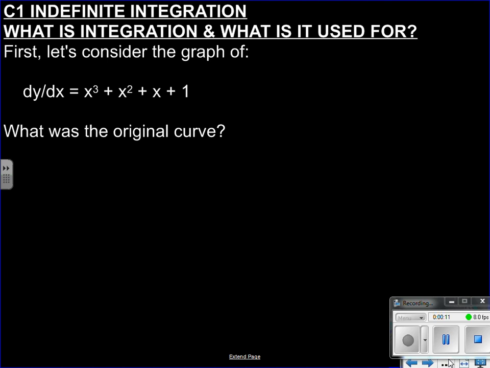Okay, hi everyone. So this time we're going for C1 indefinite integration. We haven't moved on to the C2 one yet, we're just going to do the C1 part. And essentially, what is integration for? What's it used for? What does it mean?